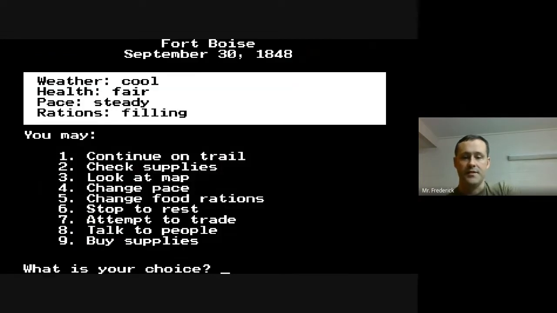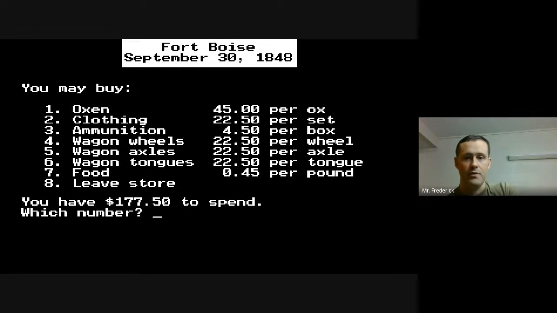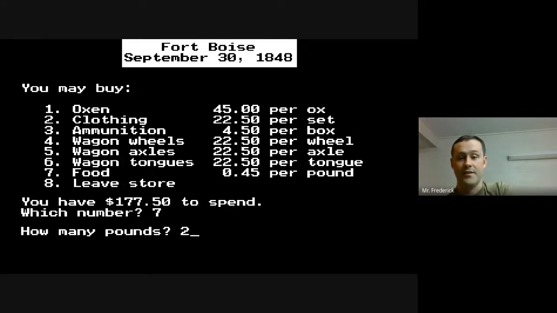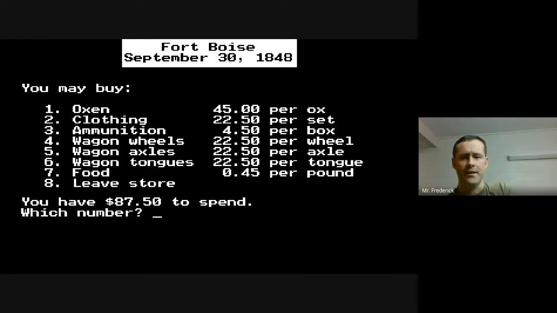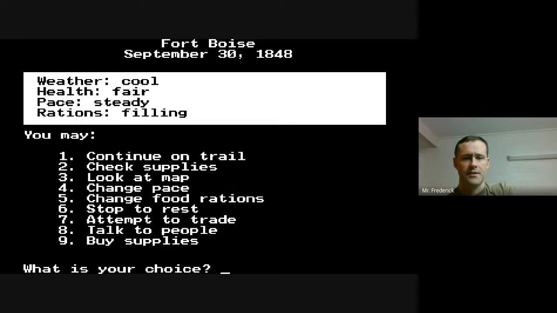All right, let's buy supplies. Food, 45 cents a pound. Let's get some food. Say 200 pounds ought to cost me $90 if my math is right. Okay, I've got to leave the store. I can't do anything else.